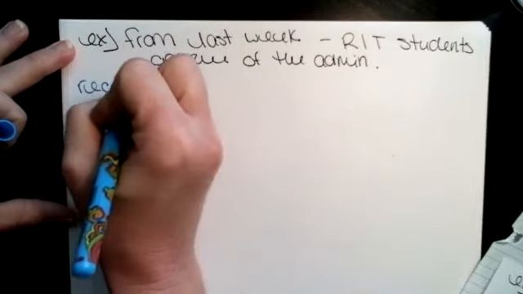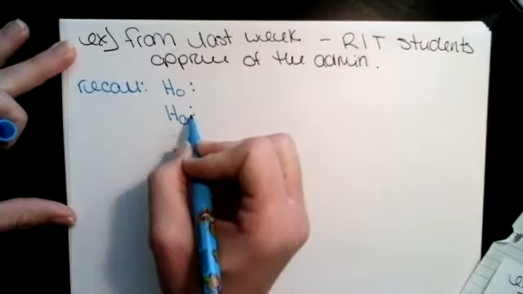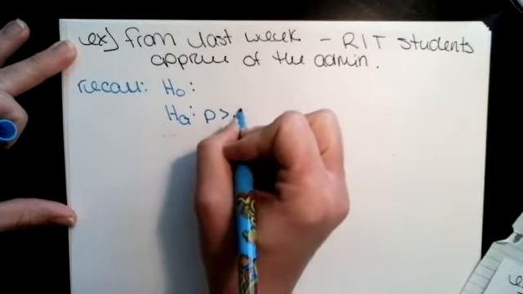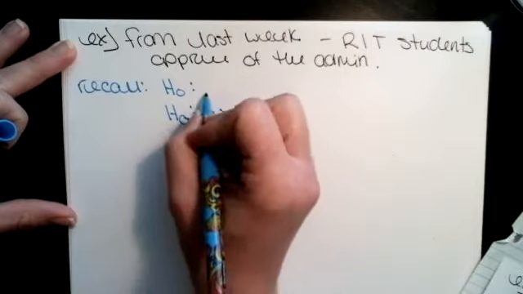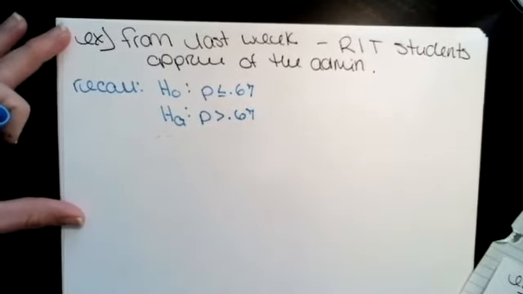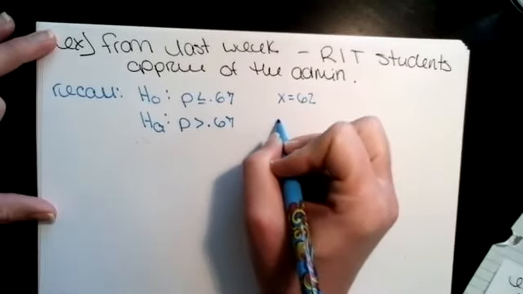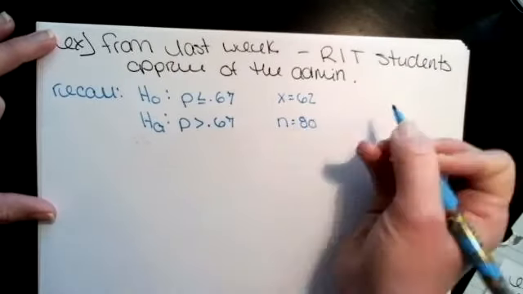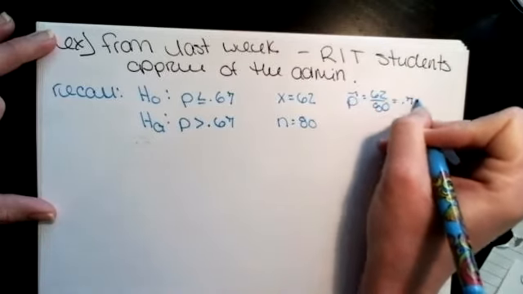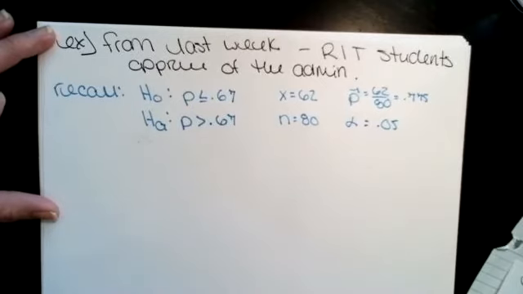So let's think, we have our null and our alternative. We need to have those in front of us. So remember, this is where the professor wants to prove that the proportion of RIT students is greater than 67%. So I wrote it in decimal form. And that means the null is less than or equal to 67%, my proportion. We found X, so the number of people that answered yes to be 62, N is 80, so out of 80. So P hat is equal to 62 divided by 80. We already did all this. I'm just recalling the information. Alpha, we said, was 5% 2 weeks ago.